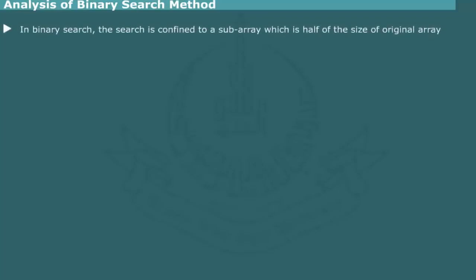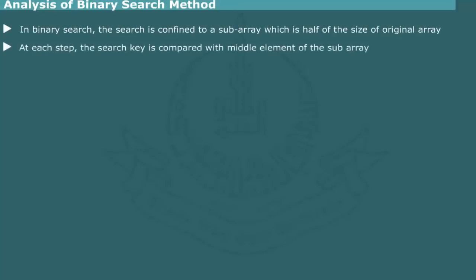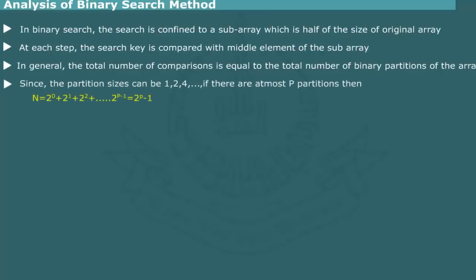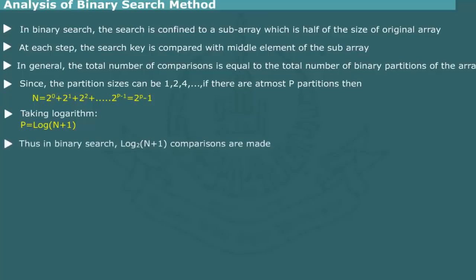Analysis of binary search method. We have seen that in the binary search method, at each step, the size of the array to be searched is reduced by half, and a comparison is then made with the middle element. Thus, the number of comparisons is equal to the total number of partitions of sizes 1, 2, 4, and so on. If n is the total number of elements in the array, then, as discussed earlier, the total number of comparisons would be log n. Thus, the binary search method has running time O(log n).